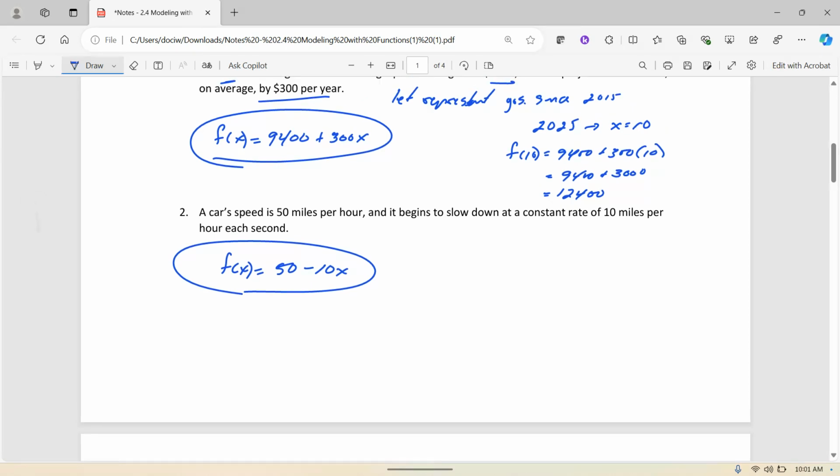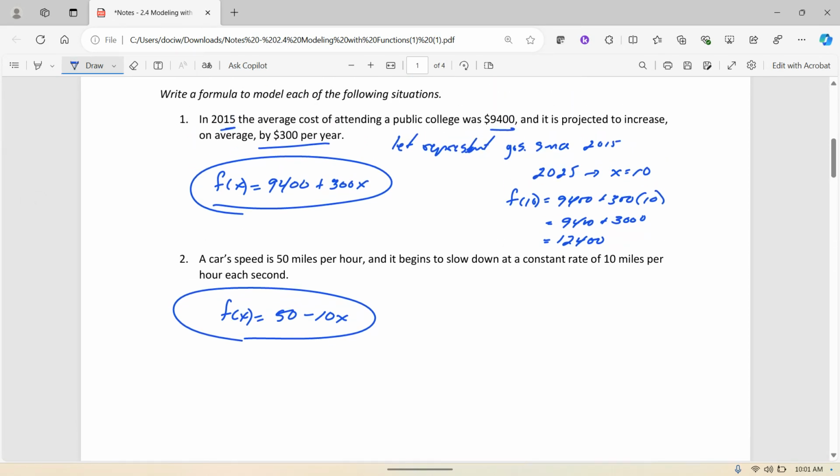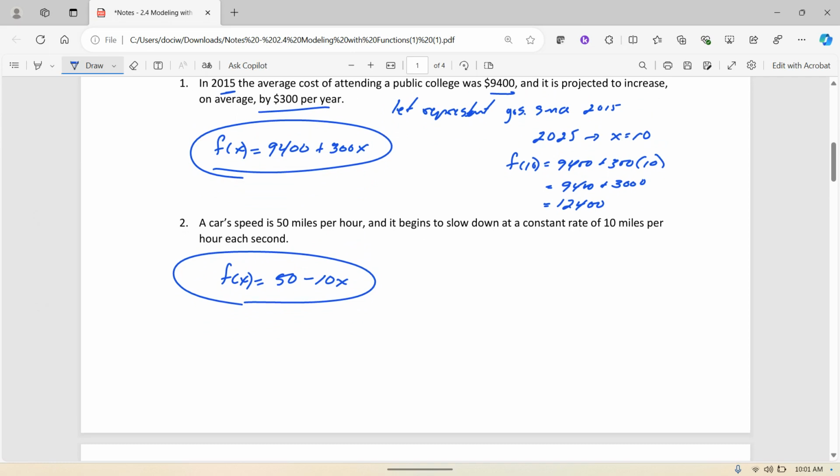So for example, in number 1, x is going to increase. We could look at 2015, 2018, 2025, and project that into the future. Number 2, there's a limit to how many seconds it will take for that car to slow down, right? X could be 5, where it will take 5 minutes for the car to reach 0 miles per hour, but x can't be greater than 5 because a car can't go negative miles per hour.